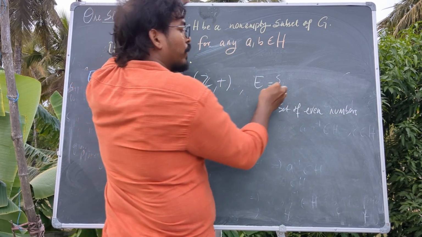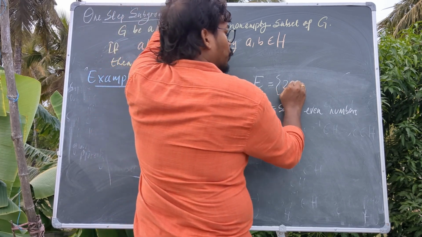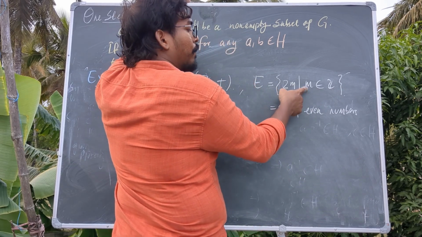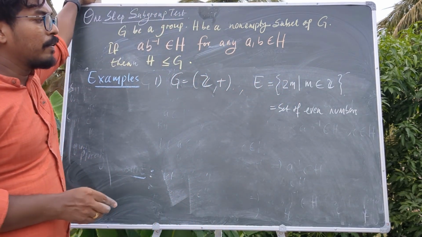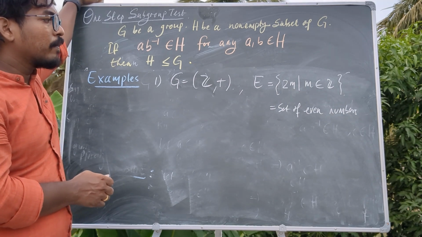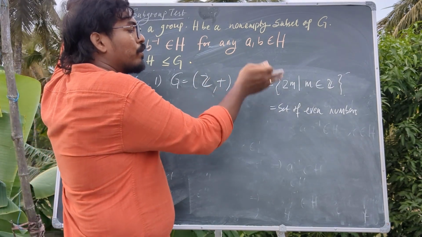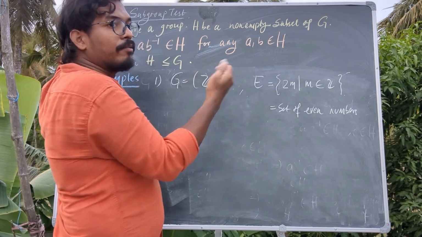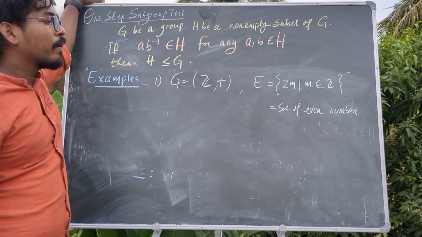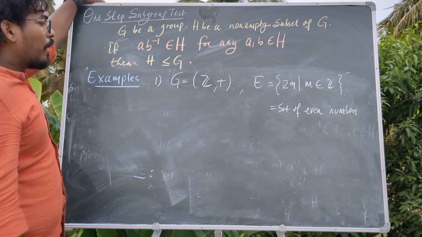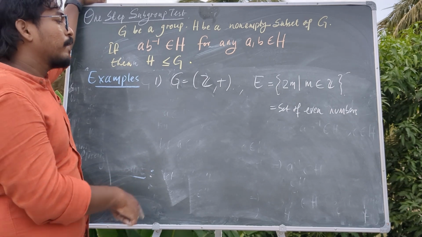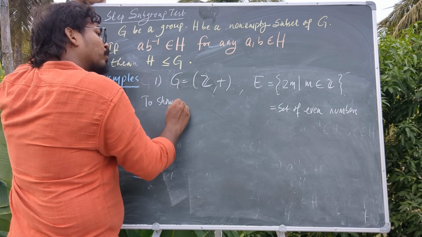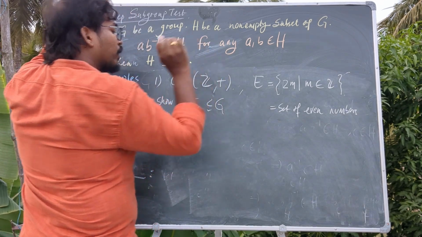Or in rule form we can write 2m for m an integer. For any integer m, 2m is in the set E, and that is the property of even numbers. If m is 0, we have 0, 2, 4, 6, 8, and in negative, -2, -4, -8, and so on. This is the set of even numbers, and we have to show this set is a subgroup of group G.